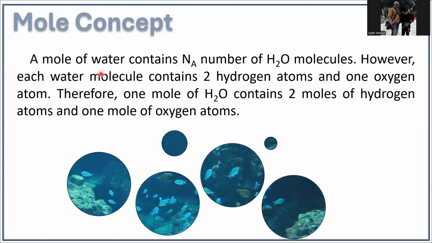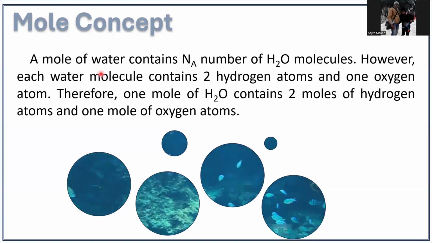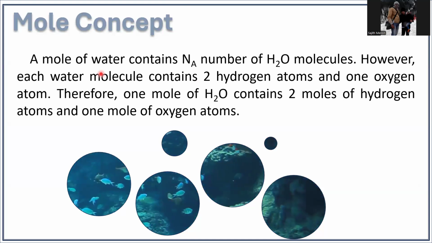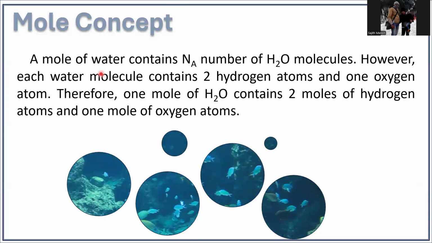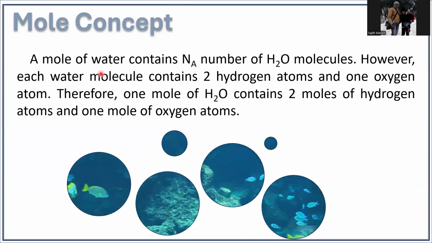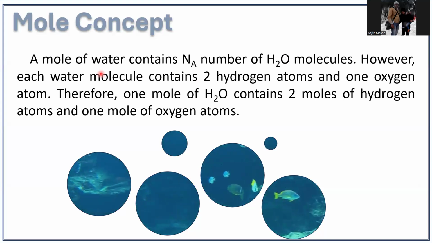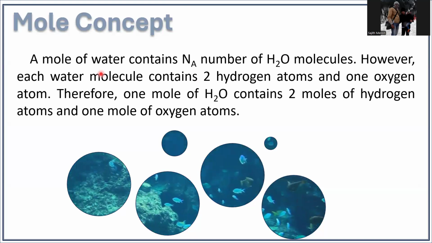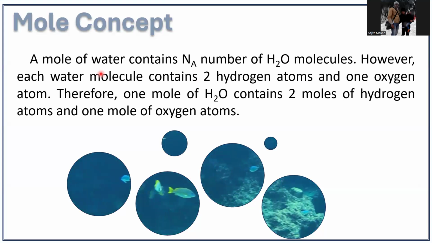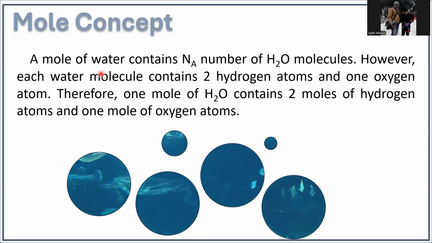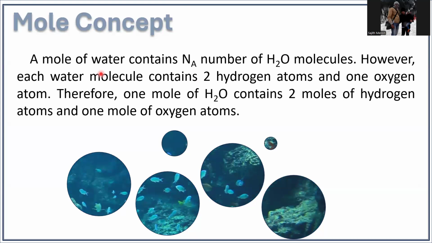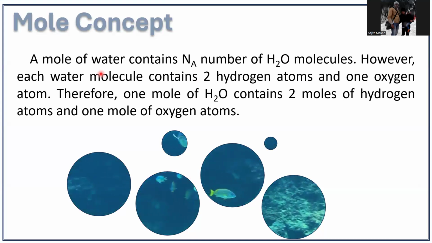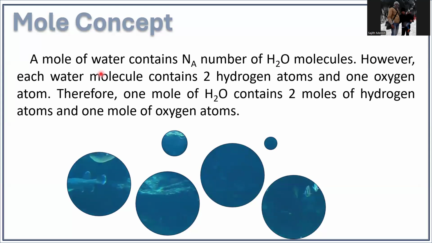But 1 mole of water molecules actually contains 2 moles of hydrogen atoms and 1 mole of oxygen atoms, because a water molecule is represented by the formula H2O, which indicates that 1 molecule of water contains 2 hydrogen atoms and 1 oxygen atom. So if I say I have 1 mole of water molecules, that also indicates that I have 2 moles of hydrogen atoms and 1 mole of oxygen atoms in 1 mole of water molecules. So keep that in mind.